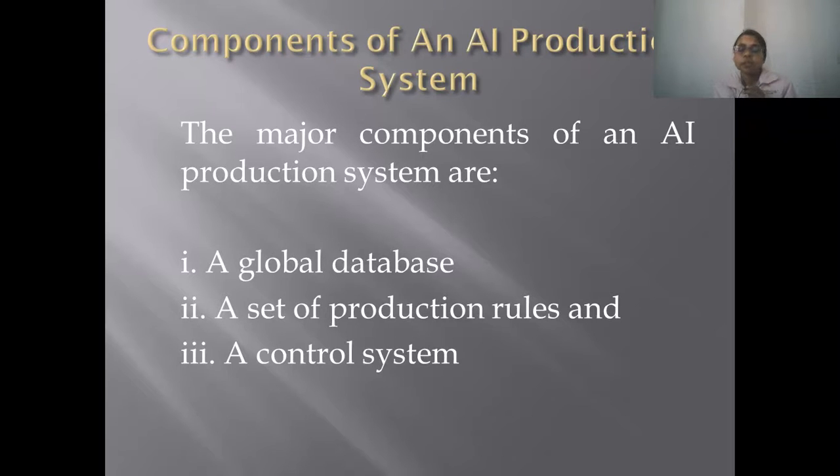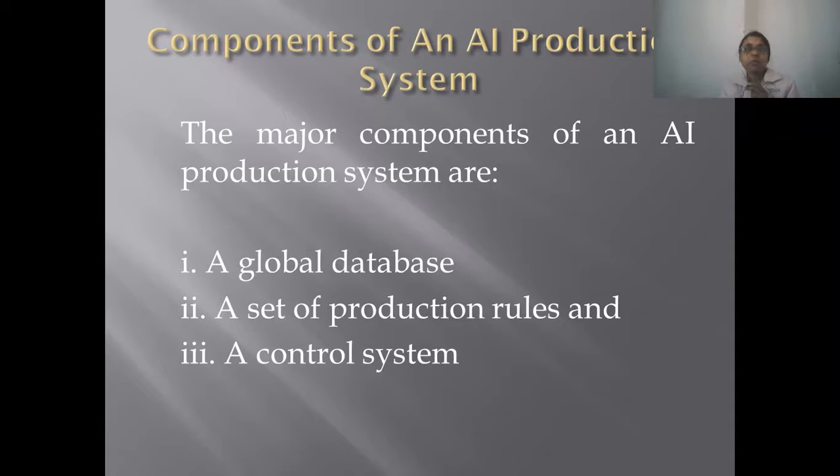And next, a set of production rules. As I have already told you, in a production system there are components which you use to complete the production, and of course there are some rules which you follow for the production.